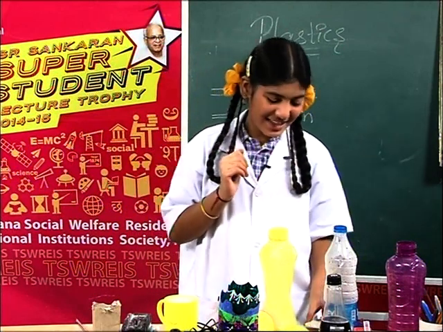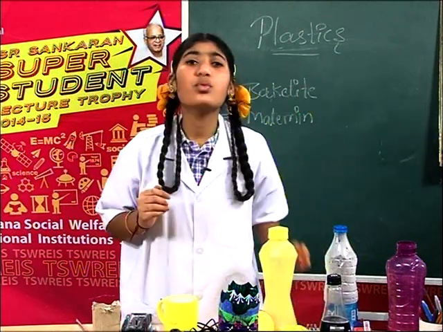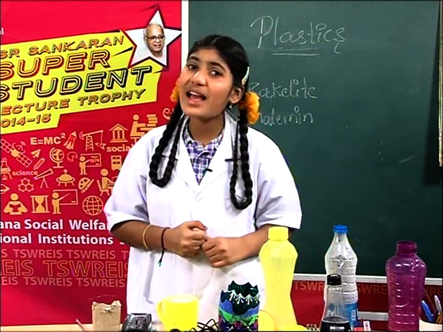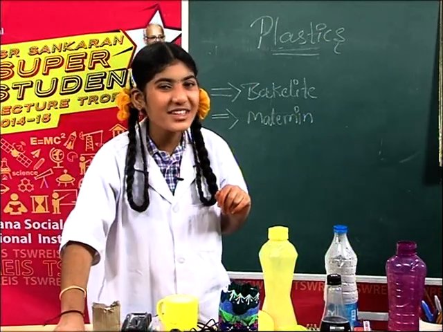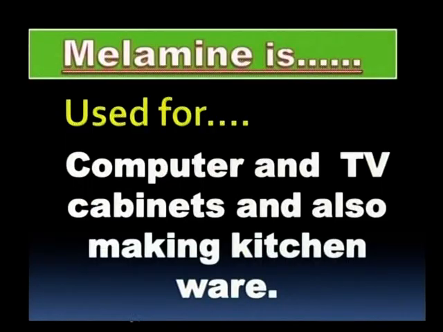That's good, friends. So let us learn what are the examples of melamine. Let us see on the screen, friends. Observe this, friends. Melamine is used for computers and TV cabinets and also for making kitchenware. Look at this, friends.